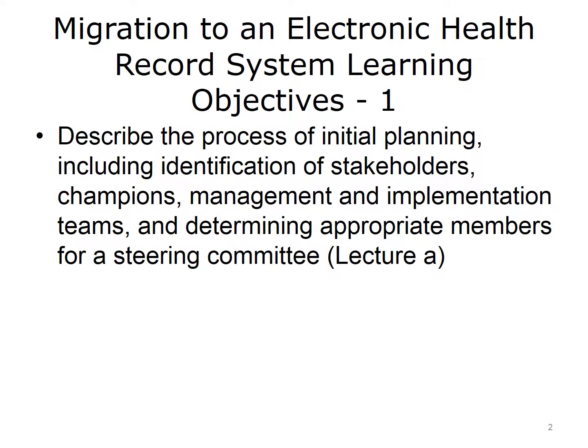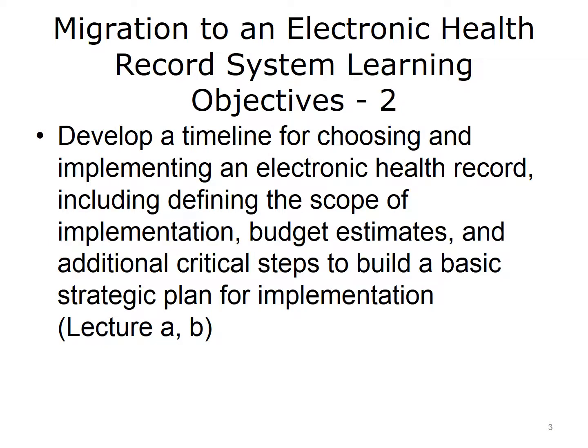The objectives for Migration to an Electronic Health Record System are to describe the process of initial planning for migration to an electronic health record, EHR, including identifying stakeholders, champions, management and implementation teams, and determining appropriate members for a steering committee. Develop a timeline for choosing and implementing an EHR, including defining the scope of implementation, budget estimates, and additional critical steps to build a basic strategic plan for implementation.